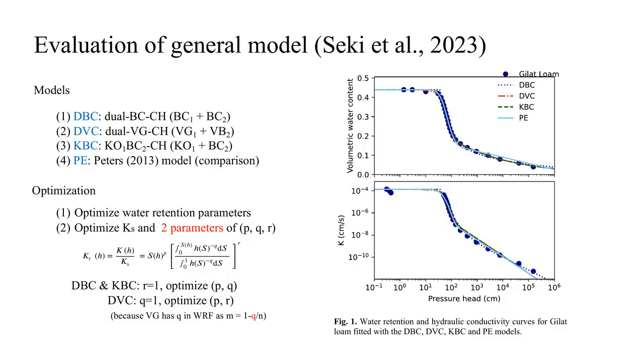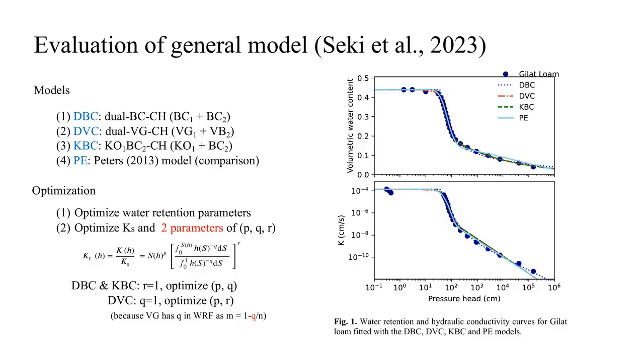Parameter optimization was conducted in two steps. First, we optimized the water retention parameters. Then we optimized the saturated hydraulic conductivity and two parameters from PQR in the general hydraulic conductivity equation. While typically only the tortuosity factor P is optimized, with Q and R fixed, we showed that optimizing two parameters improves performance. Therefore, we fixed one parameter in PQR.